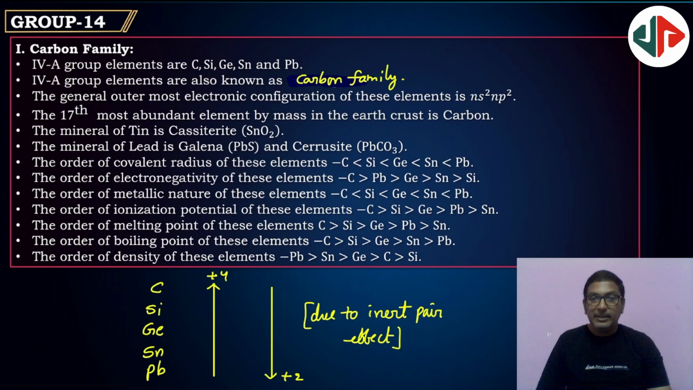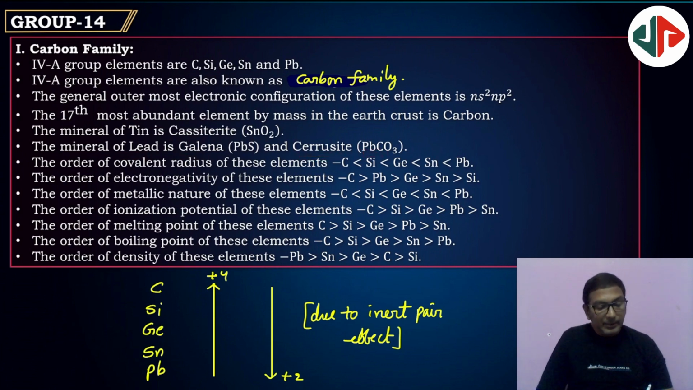The inert pair effect is observed in group 13 and group 14 elements. For group 13, +1 and +3 are the common oxidation states. For group 14, +2 and +4 are the common oxidation states. For lead, the highly stable state is +2. Remember that point. Next, the 17th most abundant element by mass in the earth's crust is carbon. The mineral of tin is cassiterite, SnO2. The minerals of lead are galena, PbS, or cerussite, PbCO3.